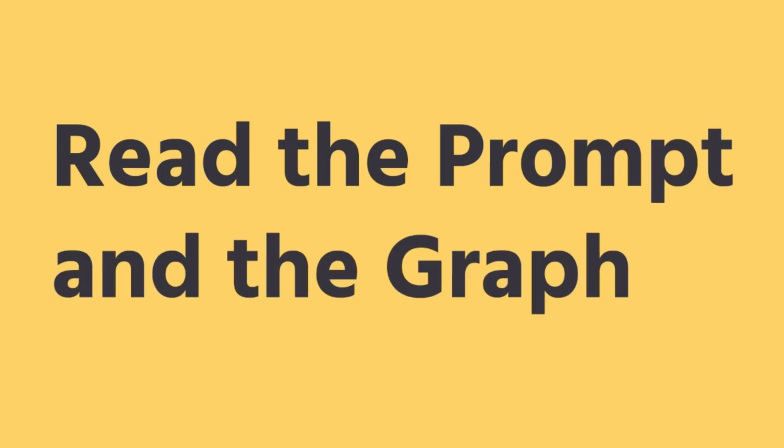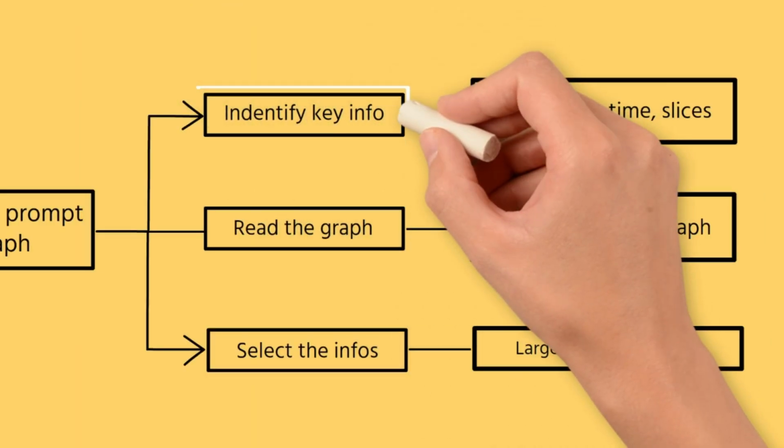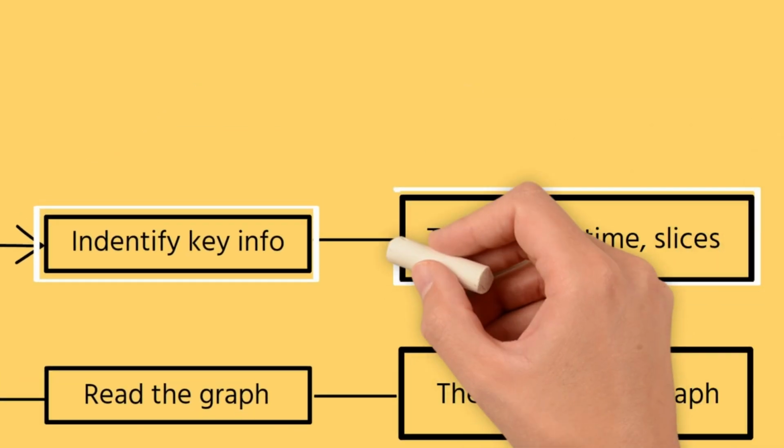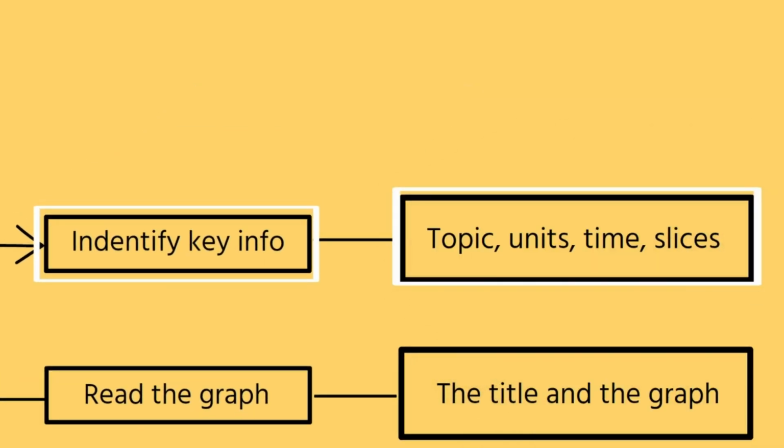Stage 1. Read the prompt and the graph. Step 1. Identifying key information. By key information, we mean the topic, the unit of measurement, the time frame, and the slices, which means the categories. Now let's read the prompt.